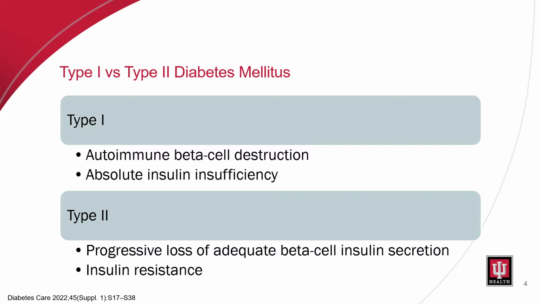It's also important for us to understand the differences between type 1 and type 2 diabetes because we will treat these patients differently. Type 1 diabetics are those with the autoimmune beta cell destruction that leads to absolute insulin insufficiency. And due to this absolute insulin insufficiency, they will require insulin therapy as part of their diabetes treatment. Our type 2 diabetics have a progressive loss of adequate beta cell insulin secretion that may or may not be associated with obesity and often leads to insulin resistance. Patients may require insulin as part of their treatment plan when they're type 2 diabetic, but it's certainly not required.